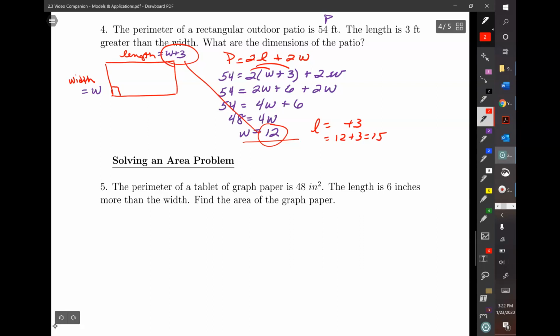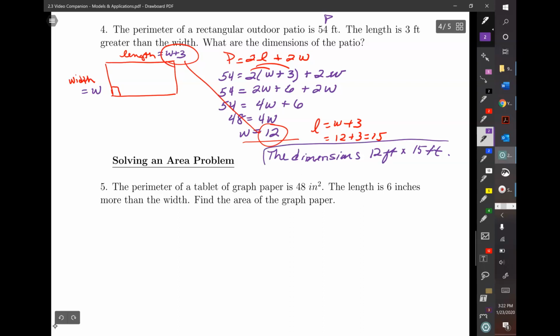And now the question asks for dimensions, so you want both of those, and make sure you include your units and just say the dimensions are 12 feet by 15 feet. And that would be it.